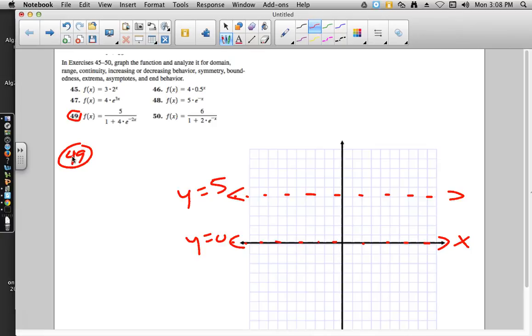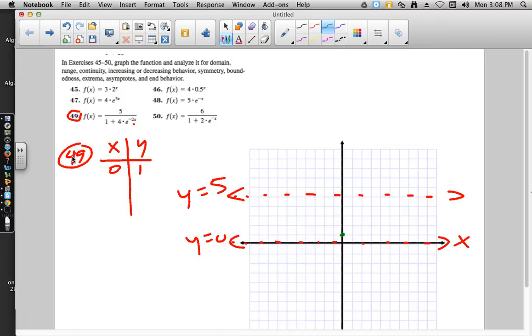So that's a matter of, just like we did in class, finding really two things. We want to put a 0 in for x and see what we get. Well, if we put a 0 in for x, anything to the 0 power is 1. So on the bottom we'll have 1 plus 4 times 1, which is 5. And 5 divided by 5 would give us 1. So there is a point on our graph.